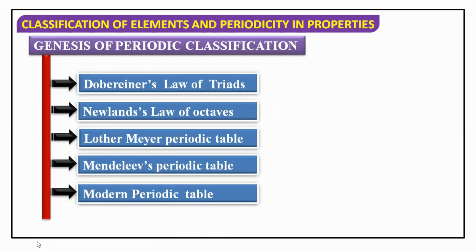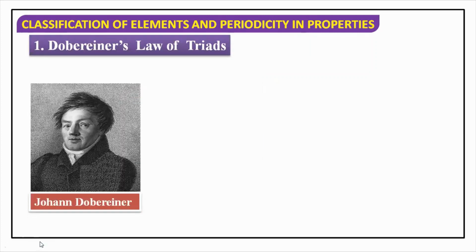The classification starts with number 1: Dobereiner's law of triads. First Dobereiner started with this, then Newlands' law of octaves. Then we have Lothar Meyer's periodic table, Mendeleev's periodic table, and the modern periodic table. This is the table which we still use. So let us first start with Dobereiner's law of triads.